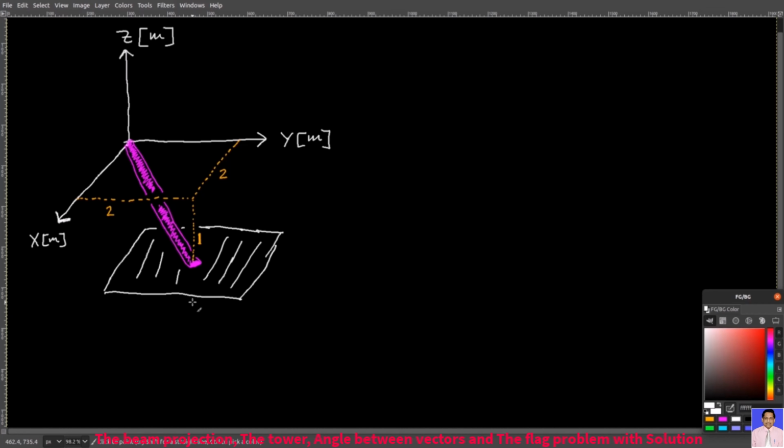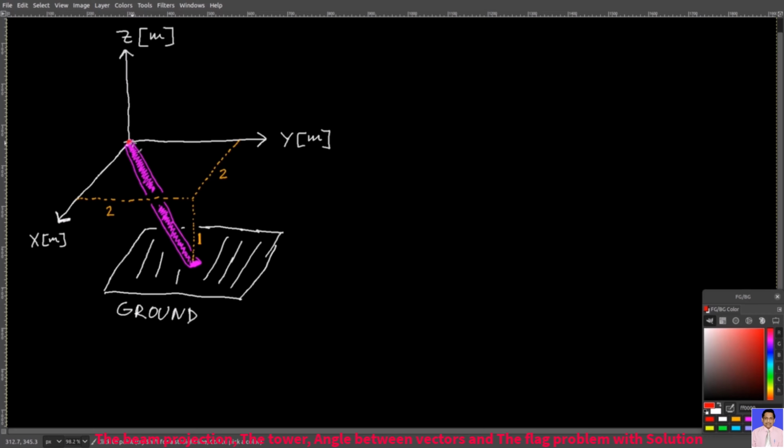Welcome back. So now I'm going to show you that the dot product is very useful when you work in 3D. So here you have a beam. This thing is ground, and this is where the beam touches the ground. And the tip of the beam is right here where the origin of this coordinate frame is.